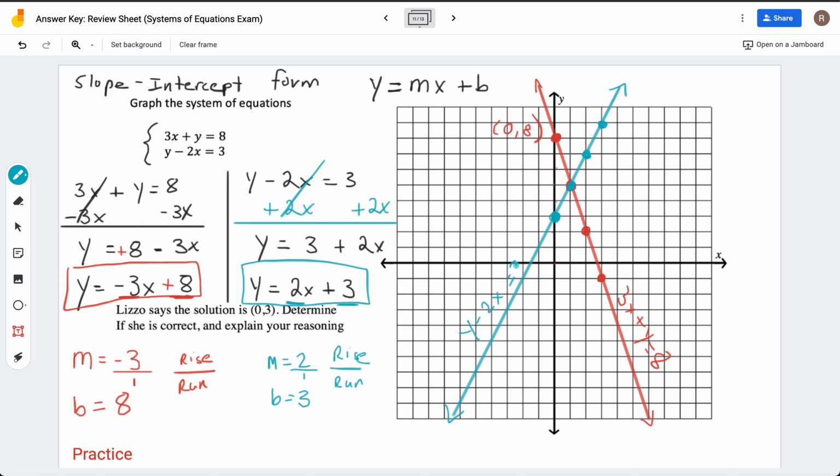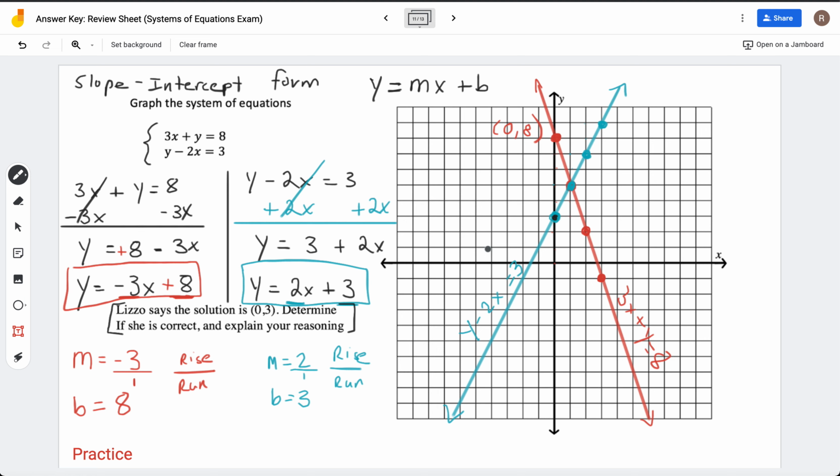Now I know that we kind of went all over this page, but we still have to answer this question listed over here. Lizzo says the solution is (0, 3). Determine if she is correct and explain your reasoning. So Lizzo says the solution is (0, 3), which is right here.